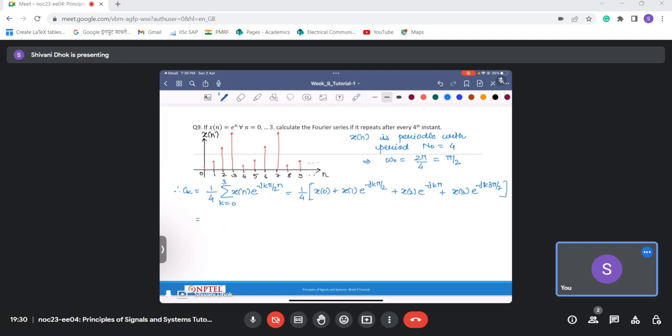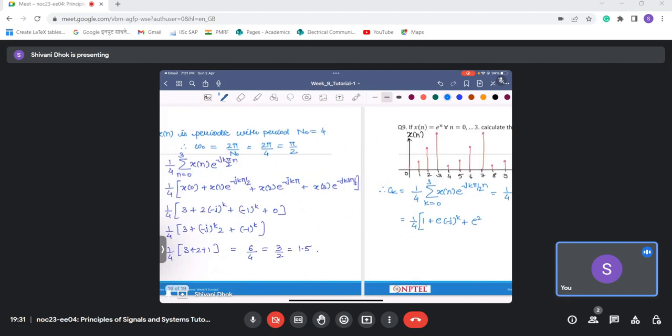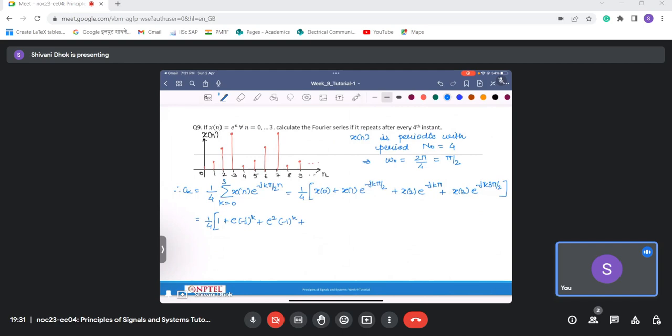Okay, now this x0 is equal to 1. So I'll write it as 1 plus x1, which is e power 1, so that is e into e power minus jk pi by 2, which we have found as minus j to the power k, plus x2 is e square, and e power minus jk pi, which we obtained as minus 1 to the power k, plus x3 is e cube into e power minus jk 3 pi by 2. So let us write e power minus jk 3 pi by 2 as cos of 3 pi by 2 minus j times sine of 3 pi by 2, whole power k. Sine 3 pi by 2 is minus 1 and cos 3 pi by 2 is 0. So this is basically equal to j to the power k.